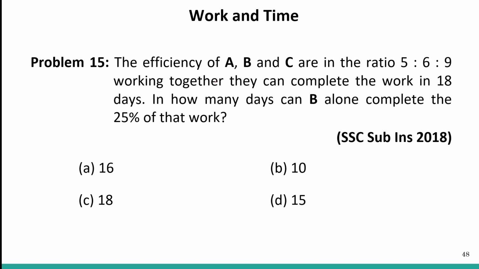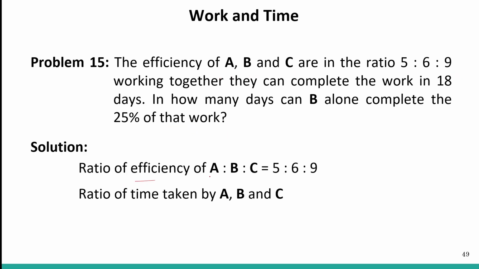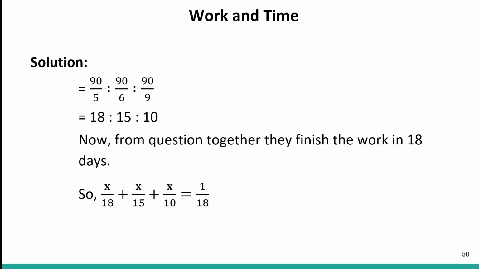Okay. The efficiencies of A, B and C are in the ratio 5:6:9. Working together, they can complete the work in 18 days. In how many days can B alone complete 25% of that work? So the ratio of efficiency of A to B to C is 5:6:9. So the ratio of time taken by A, B and C is 90/5 : 90/6 : 90/9 = 18:15:10.